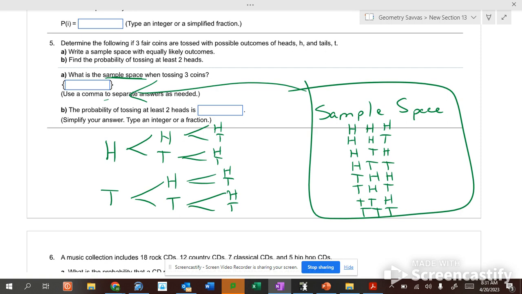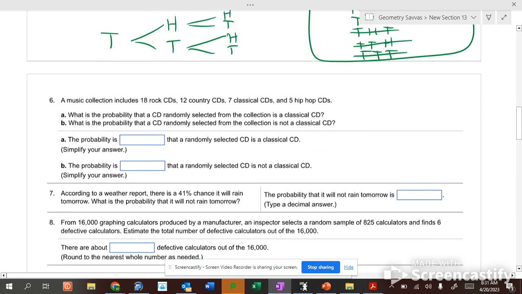Now, what's the probability of tossing at least 2 heads? At least 2 heads. Are there at least 2 heads in this first one? Yep. Second one? Yep. Third one? Yep. Fourth one? No. Fifth one? Yep. Sixth one? No. Seventh? Eighth? So 4 out of the 8, which is half the time, you're going to have at least 2 heads. Half the time. All right.